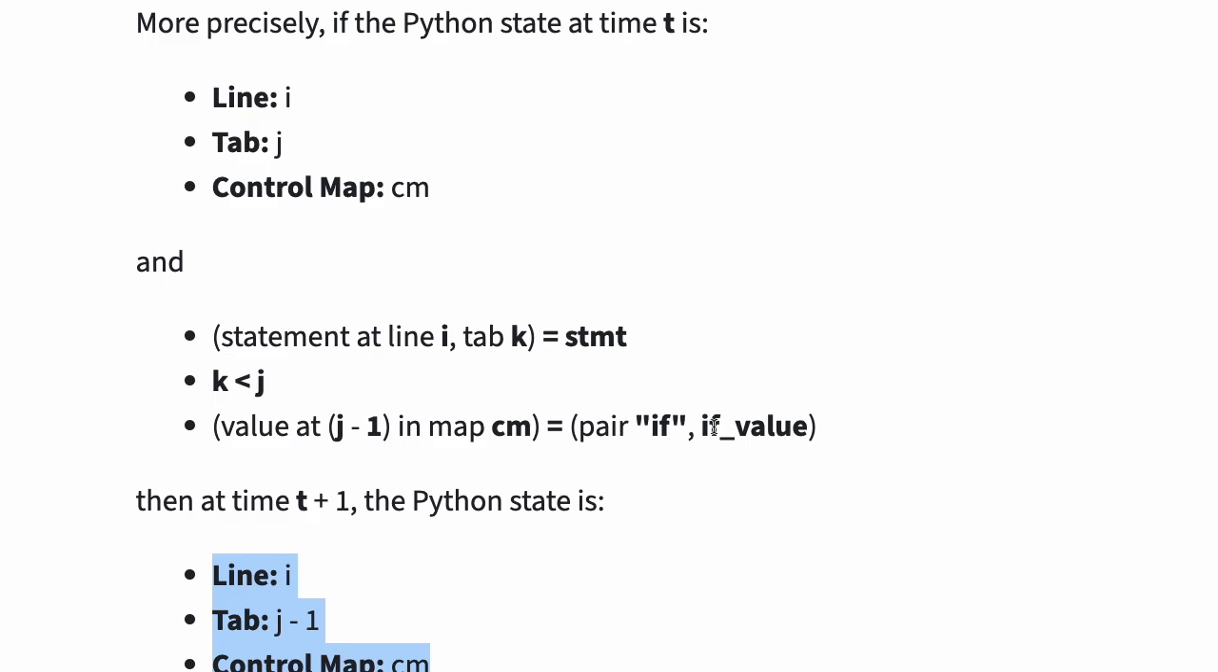The if keyword inside the control map value indicates that Python is inside an if body. This is important. If Python is inside a different type of body, such as loops, the keyword is also different, and Python may not decrease the current tab.